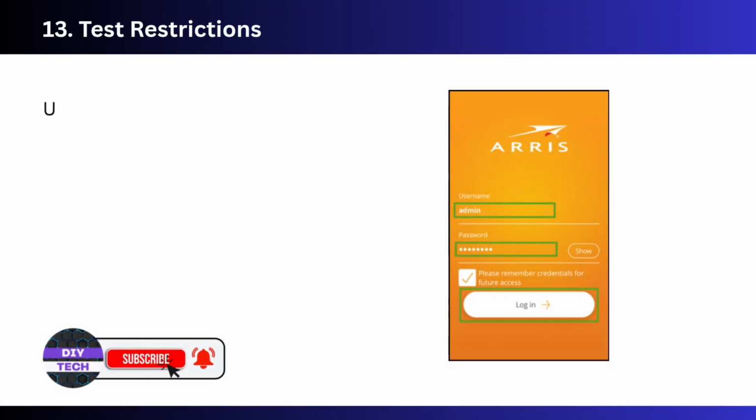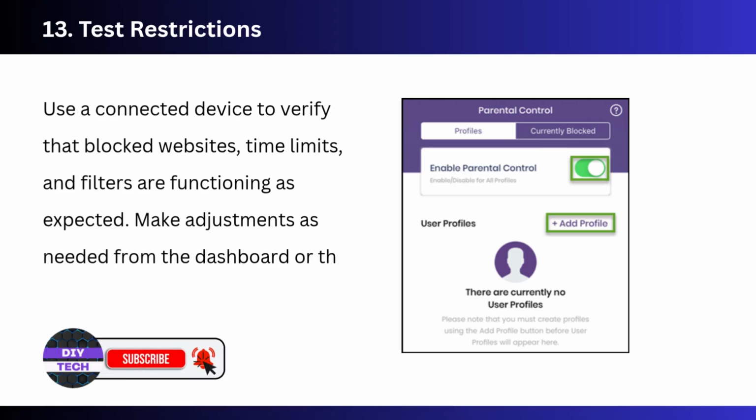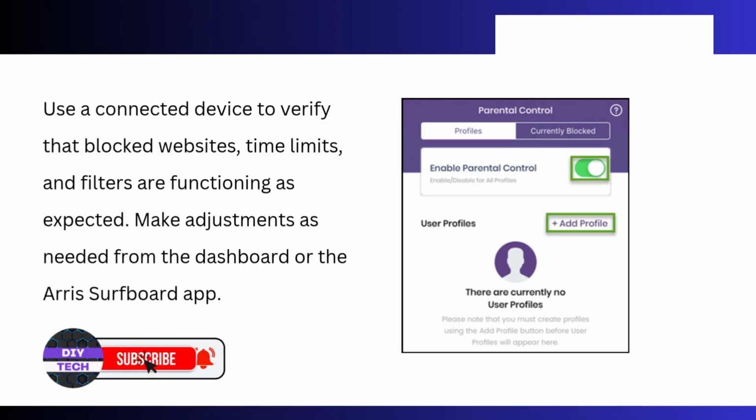13. Test restrictions. Use a connected device to verify that blocked websites, time limits, and filters are functioning as expected. Make adjustments as needed from the dashboard or the Arris Surfboard app.